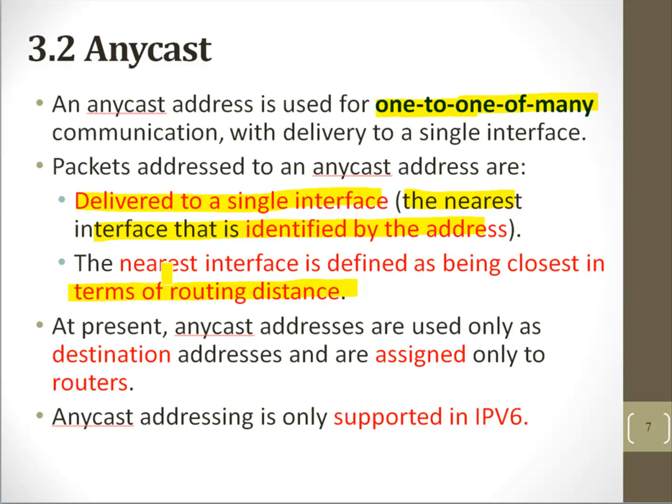At present, Unicast addresses are used only as destination addresses and are assigned only to the routers. If you see the current scenarios, only the routers are using this. Unicast concepts are used only among the routers, to exchange routing information. Unicast addressing is only supported in IPv6. Actually, in IPv6 broadcast has been completely removed, so Unicast is used completely in IPv6. So this is about the Unicast.